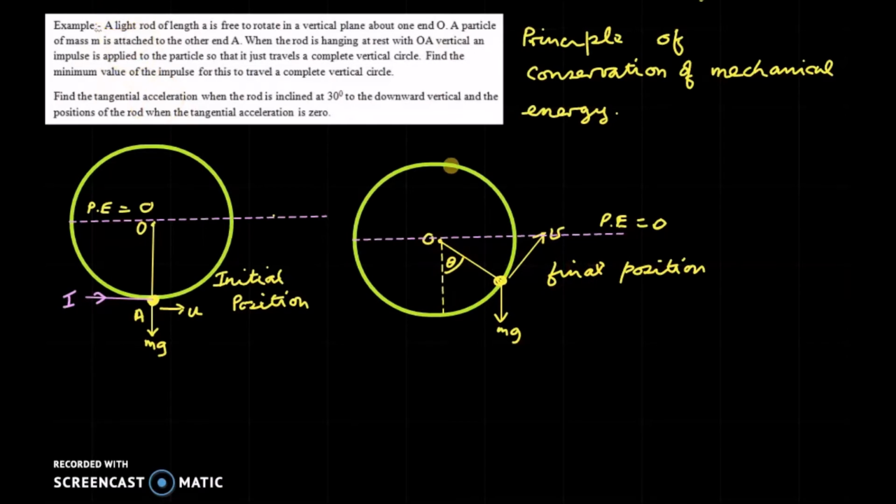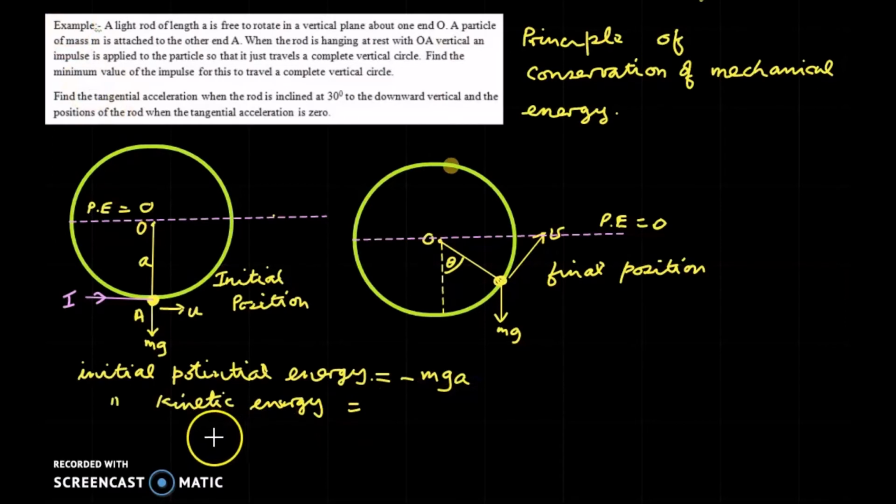We can draw any horizontal line and assume that the potential energy on that line equals 0. Now I have drawn a line through the center of this circle and assume that at this level the potential energy is 0. Now what is the initial potential energy? That is minus mga. The length of the rod is a, so minus mga. Now the initial kinetic energy equals half mu squared.